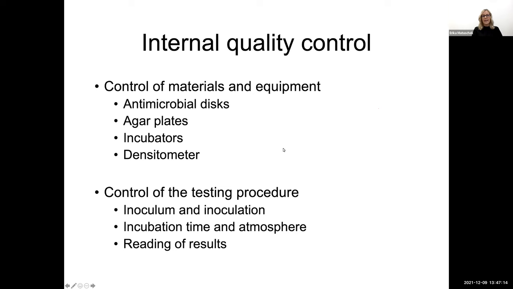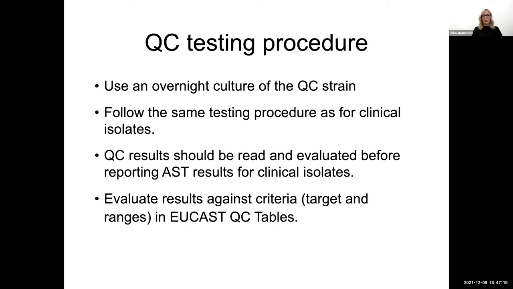When testing the QC strains, you should use a fresh overnight culture of the QC strain and use the same testing procedure as for the clinical isolates. And it's important to evaluate the QC results before you report any AST results for your clinical isolates. And for that purpose, EUCAST has developed QC criteria. As earlier mentioned, they are available in the EUCAST manual for disc diffusion of anaerobic bacteria as targets and ranges.